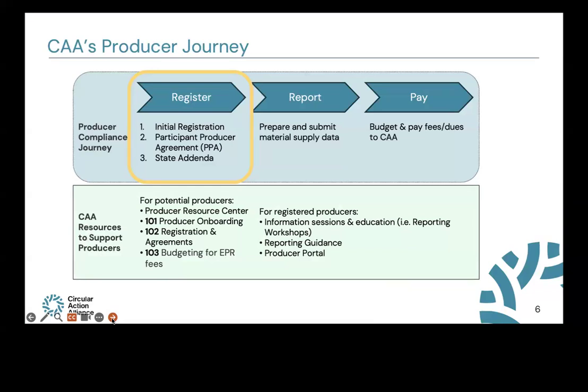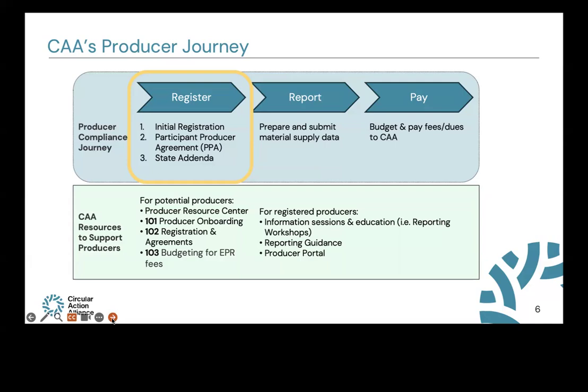Before you start, there are 2 primary questions businesses need to ask that will help determine if they're obligated under the EPR laws. One, is the material associated with my products covered by these EPR laws? And 2, is my business the responsible producer for these materials?